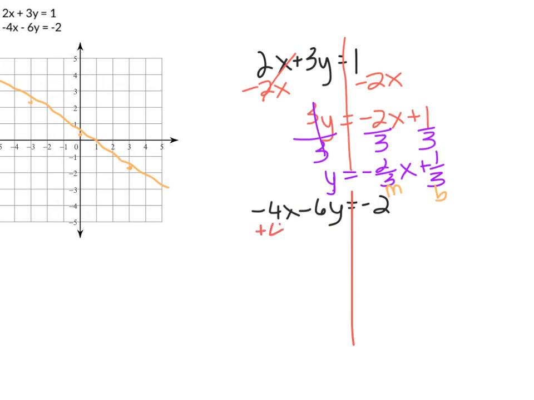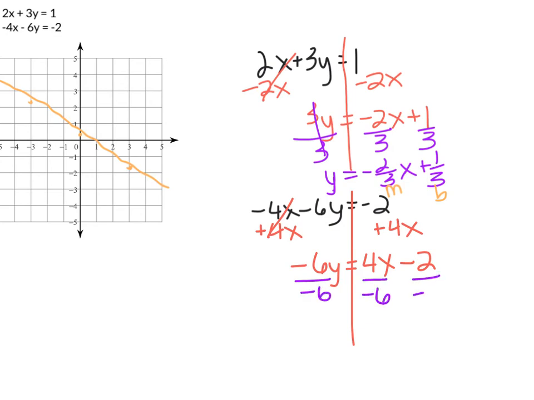I'm going to add 4x to the other side. Mark it out. I have a negative 6y equals 4x minus 2. Be very careful on your signs. And then let's divide by negative 6. Be sure you divide it to every single term. Mark those out. We got y equals 4 doesn't divide by negative 6, but it does reduce.